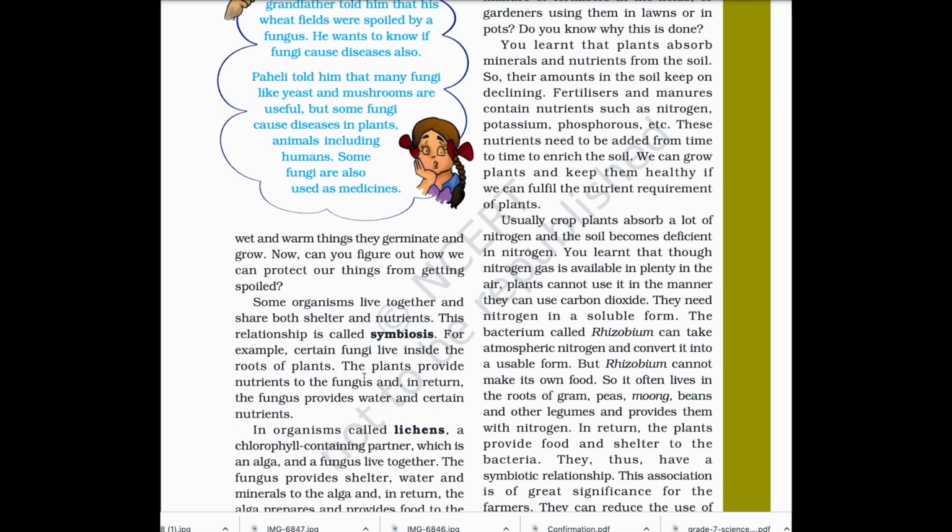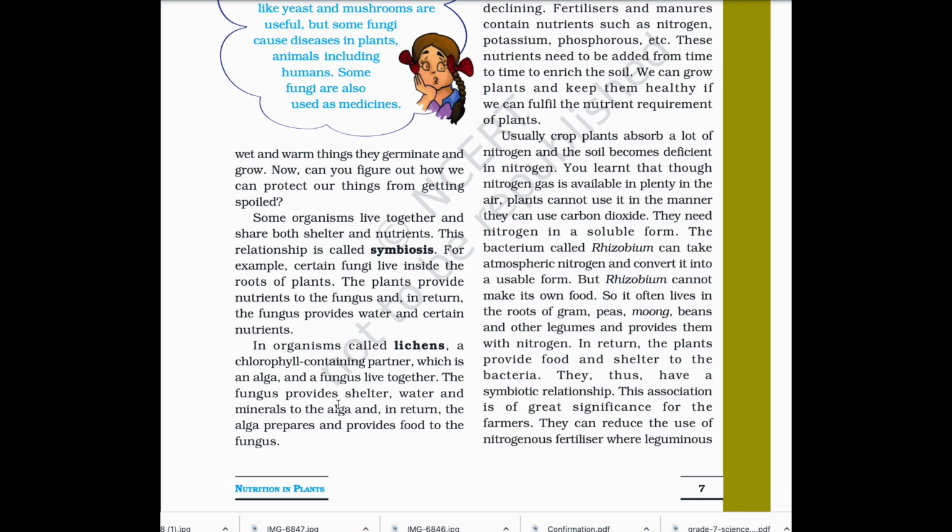Some organisms live together and share both shelter and nutrients. This relationship is called symbiosis. For example, certain fungi live inside the roots of plants. The plants provide nutrients to the fungus, and in return, the fungus provides water and certain nutrients. In organisms called lichens, a chlorophyll-containing partner, which is an alga, and a fungus live together. The fungus provides shelter, water, and minerals to the alga, and in return, the alga prepares and provides food to the fungus.